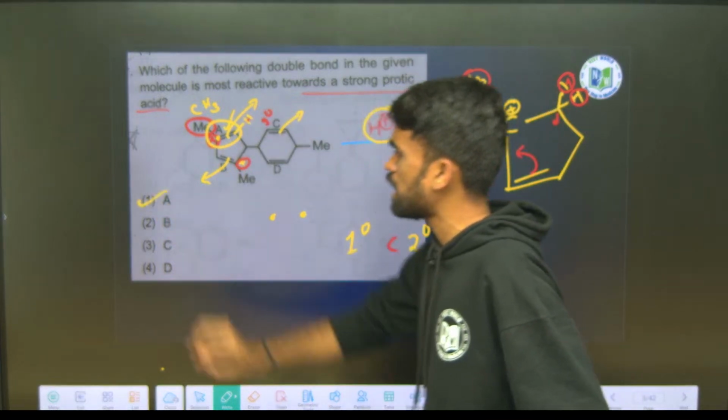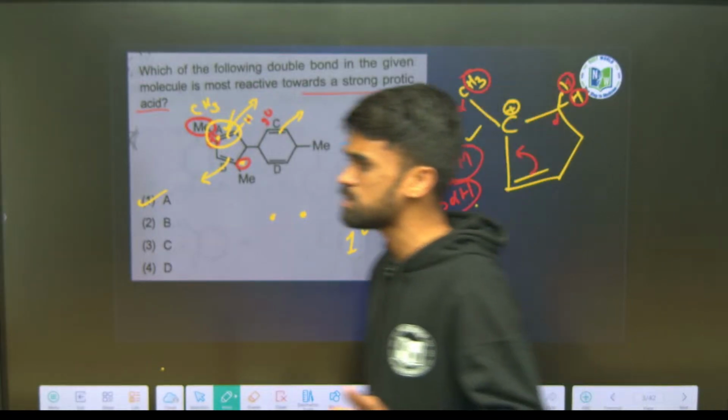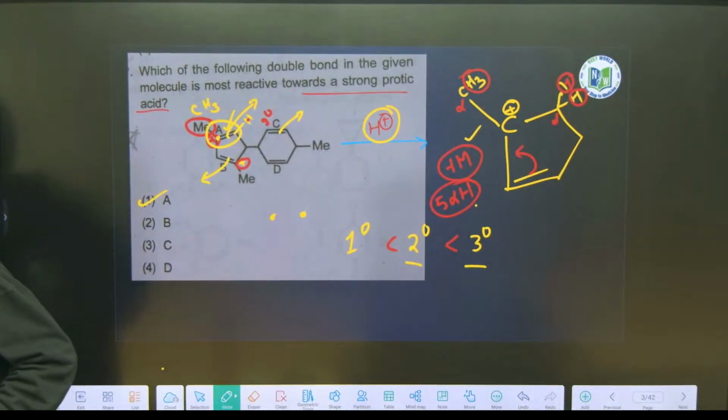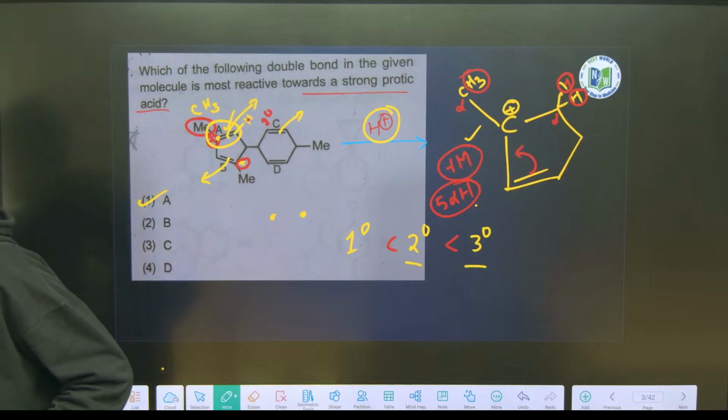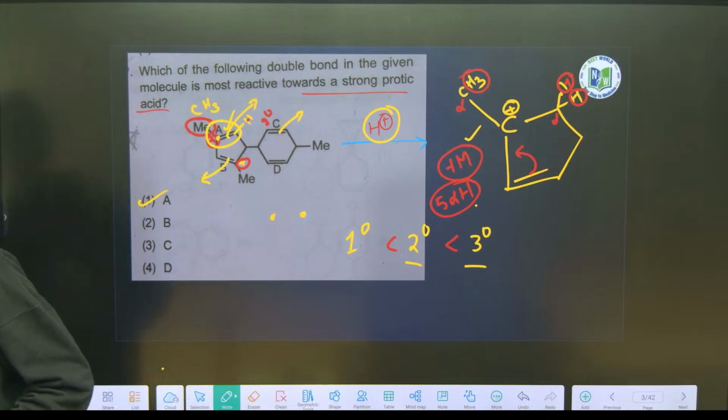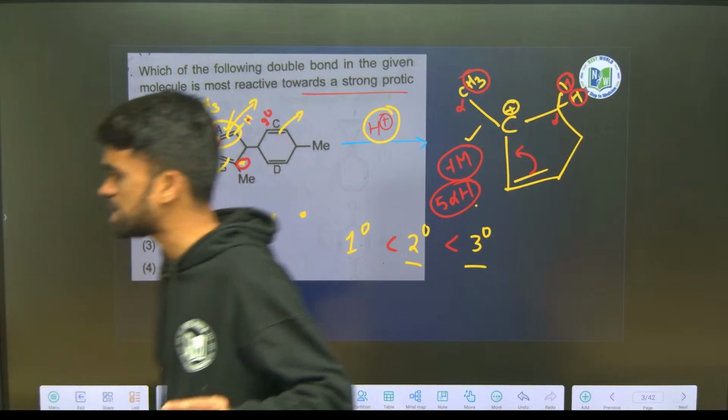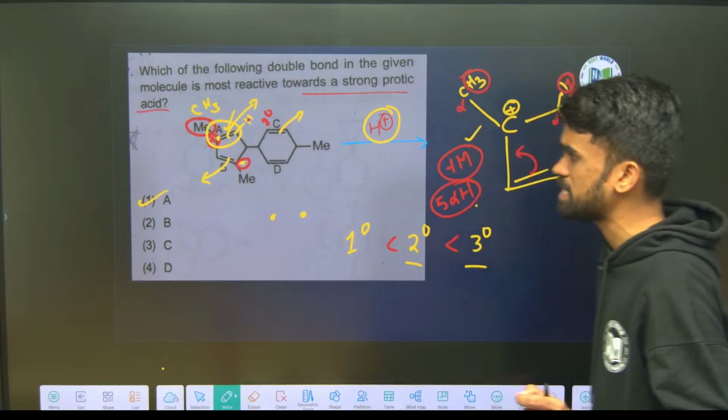So which is more reactive here? Double bond A is more reactive. Hope it is clear. You can write in the comment box if you have any confusions, please feel free to express them here in the chat box.